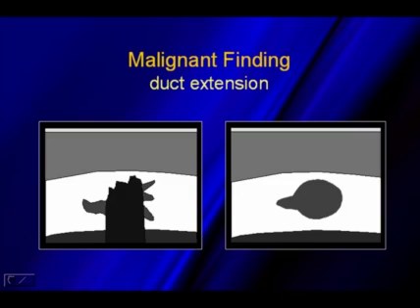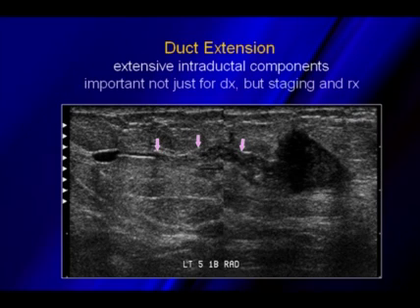The next feature we're going to talk about is duct extension. This is when the cancer starts to grow back towards the nipple. So you can see this cancer here, and we've got a fairly long segment of duct extending down it. And this is very important as to why we want to make sure we scan in a radial plane. Radial scanning is scanning the same way the spokes of a bicycle run. It's scanning along the ductal system.